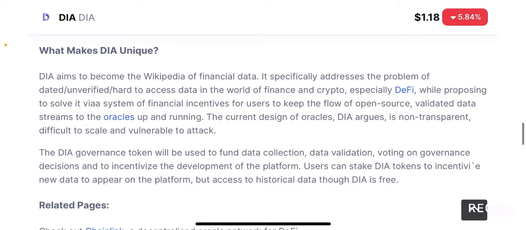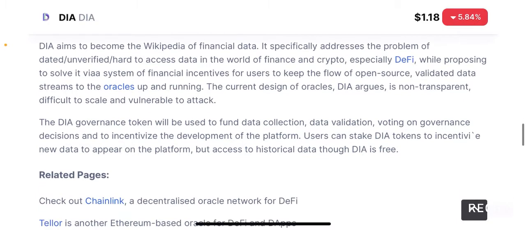Now we're going to cover the most important section, which means you will understand why investing in DIA is something that you need to consider, because what makes this project so unique that you'd choose to invest in it, right? So DIA aims to become the Wikipedia of financial data.